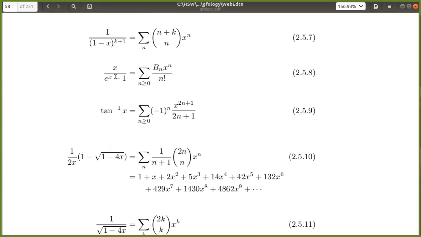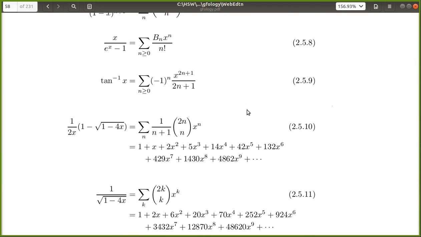This is something new. These are Bernoulli numbers, which we have not studied. So for the sake of definition, Bernoulli numbers are the coefficients of x^n over n factorial in the exponential generating function for the function x over e^x minus 1. So x^n over n factorial makes it an exponential formal power series. And then you have many more also.